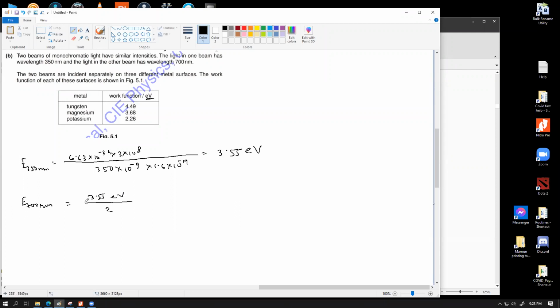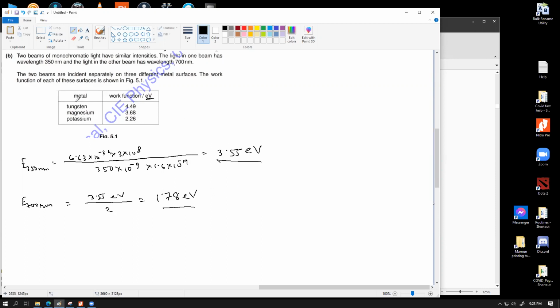If you do this, you're going to get full marks for this, by the way. How much do you get? Divide that calculator value by 2. 1.776. So 1.78 electron volt. So these are the two relevant electron volt energies or photon energies which are coming in. Now have a look between these two energies and between these three metals. Let's see one by one.